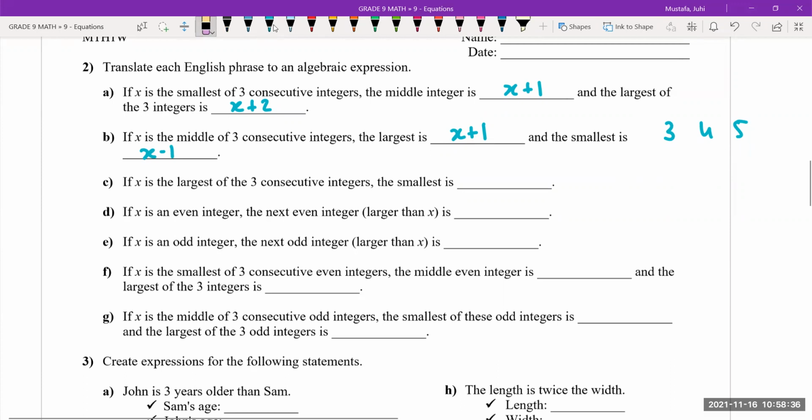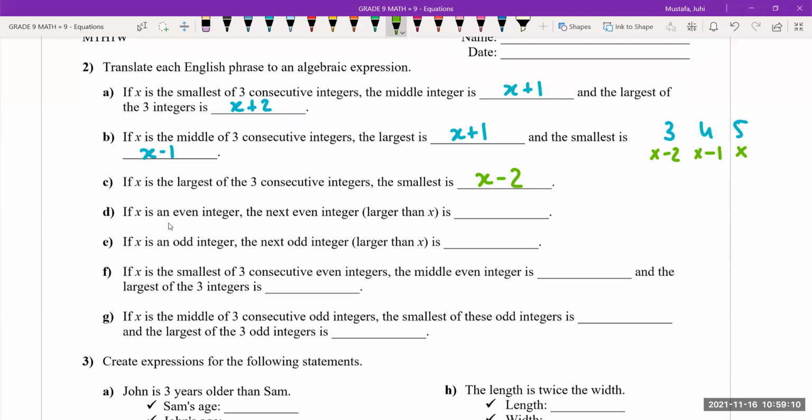Okay, let's try the next one. Let's change up the color. If x is the largest of 3 consecutive integers, so let's try them again. Here we have 3 consecutive integers. If we call the biggest one x, what will the middle one be? x take away 1. What will the smallest one be? Good. So what's the answer here going to be? x minus 2. Does that make sense? Yeah? Okay. I don't want to rush it. I don't know if I'm rushing it or going too fast, let me know.